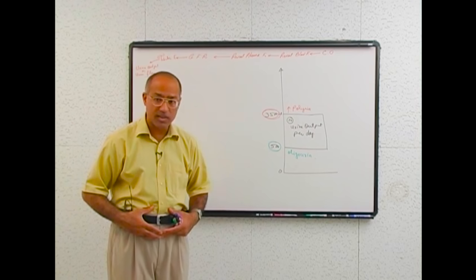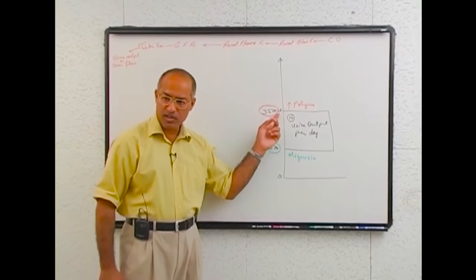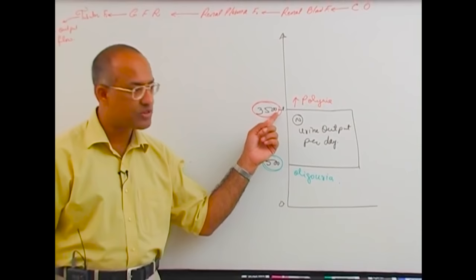Due to this reason, they say the normal urine output should be less than 3.5 liters, because more than that will produce nocturia and disturbance of sleep quality and quality of life. Is that right? You got the answer to this?